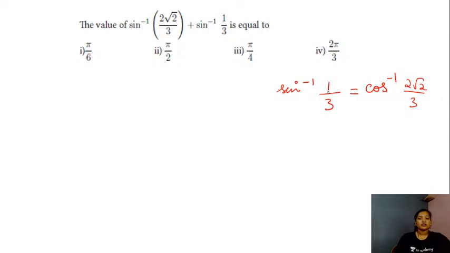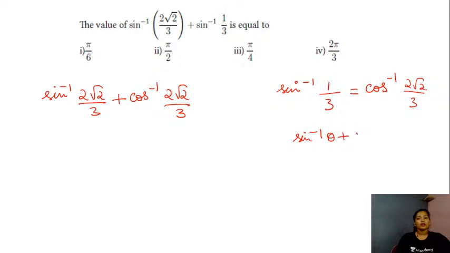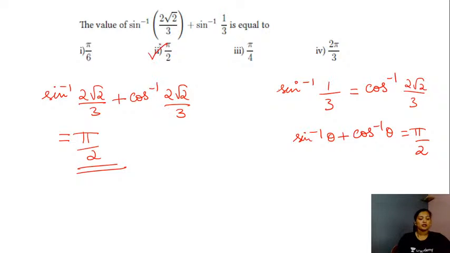Your sine inverse of 1 by 3 is equal to cos inverse of 2 times root 2 divided by 3, students. So your question now is sine inverse of 2 times root 2 divided by 3 plus cos inverse of 2 times root 2 divided by 3, and from the identity that you have studied, sine inverse of theta plus cos inverse of theta is equal to pi by 2. Here both the values are the same, so this is nothing but equal to pi by 2 in this case. Is the solution clear? Any questions, any doubt? Your option B is the correct answer.